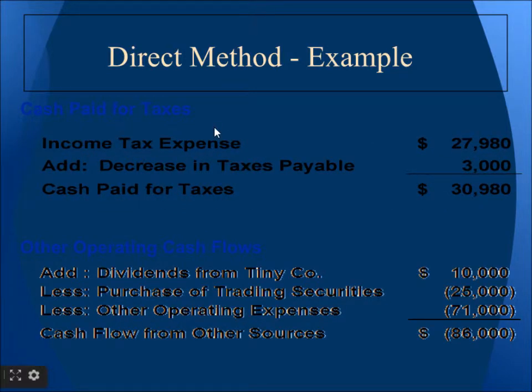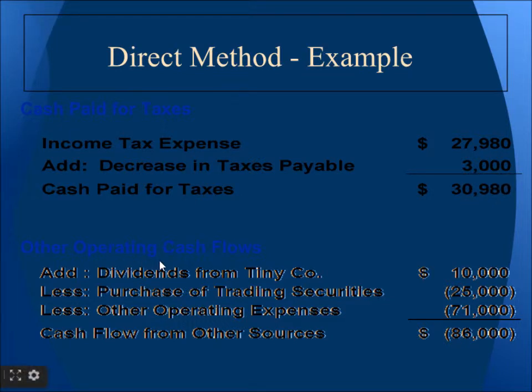Similarly, cash paid for taxes. Income tax expense is given as 27,980, and there is a decrease in tax payable. So we have already paid the taxes in cash, so we should add this to the tax expense, and then the total cash paid for taxes will be 30,000.